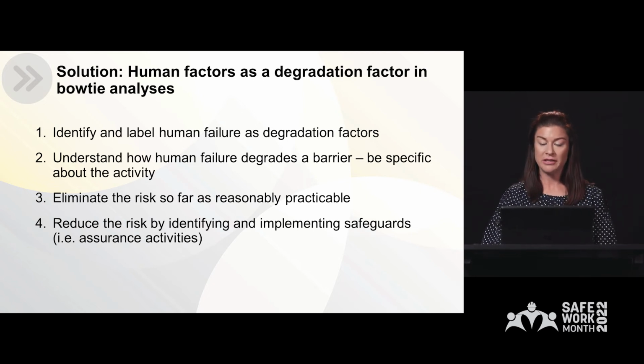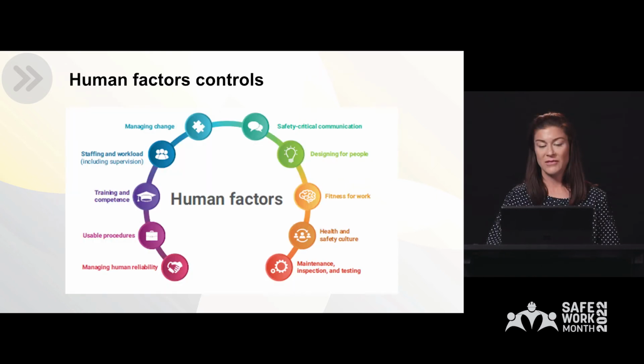Thirdly, eliminate the risk from human factors through design, technology, and engineering controls so far as reasonably practicable. And fourthly, if you cannot eliminate the risk of human factors degrading the barriers, then safeguards should be identified and put in place to minimise the risk so far as reasonably practicable. This includes how human performance can assure or reinforce the barriers to prevent and mitigate the risk of a top event. Human factor controls are typically safeguards as they often do not meet the criteria to be considered barriers.